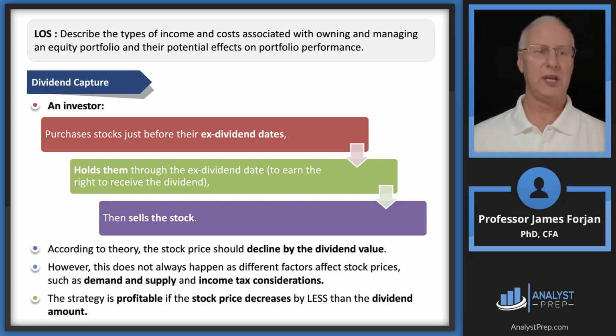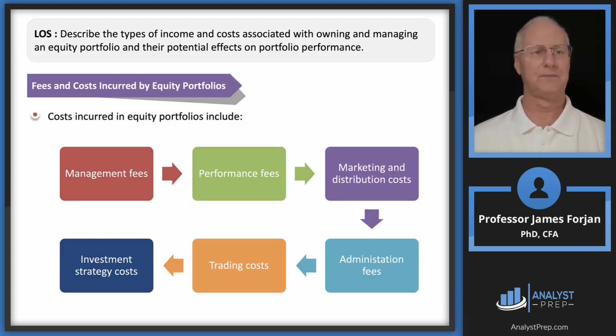What would Eugene Fama, who's considered to be the father of the efficient markets hypothesis, say in that very last bullet point? He would say this strategy is never profitable, because markets reflect all publicly available information, and any attempt to capture a dividend is going to wash down the street.